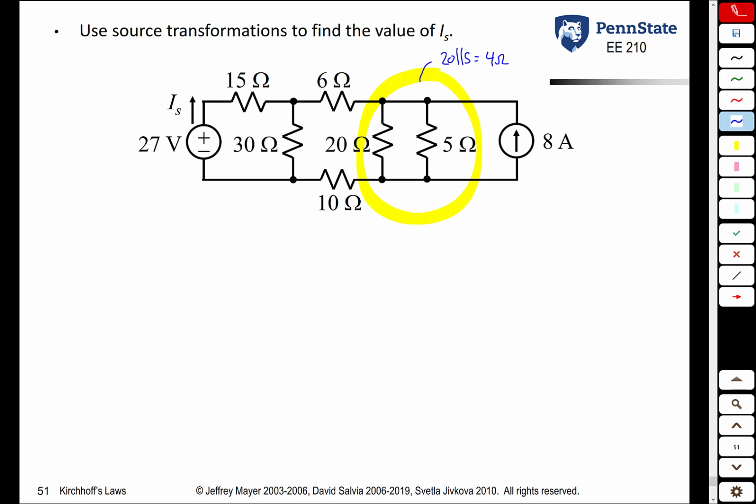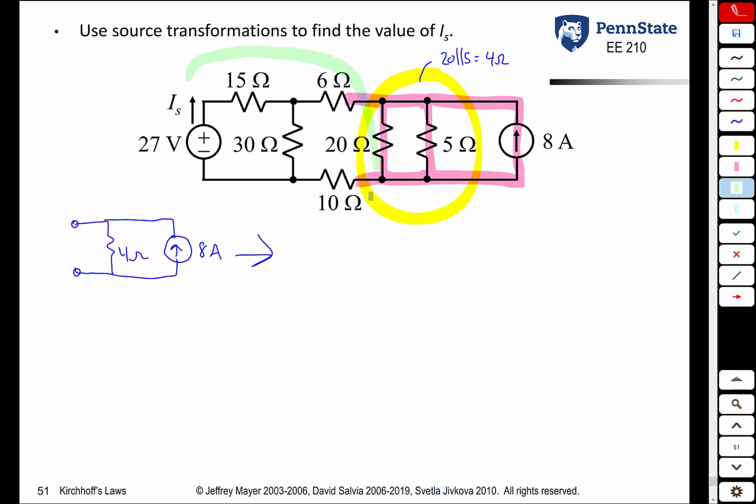That's 4 ohms. What we can now do is take this whole thing here, convert it to a voltage source and a series resistance. So what we have is a 4 ohm resistor in parallel with an 8 amp source. What source transformation tells us is that as far as the rest of the circuit is concerned, it doesn't know the difference between an 8 amp source and a 4 ohm parallel resistance and a voltage source of what value? You multiply 8 times 4, you get 32 volts. And a series resistance of the same 4 ohm value.